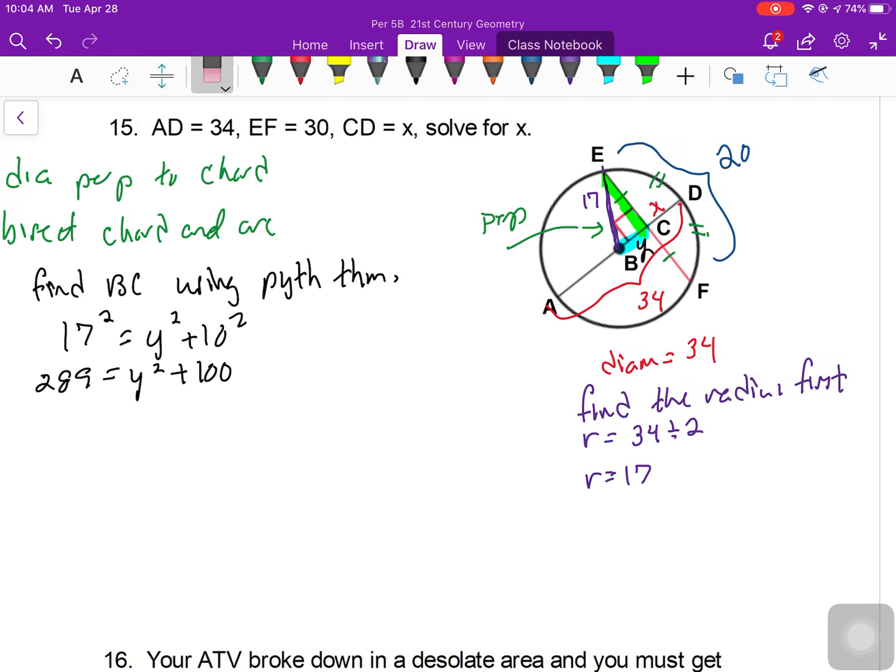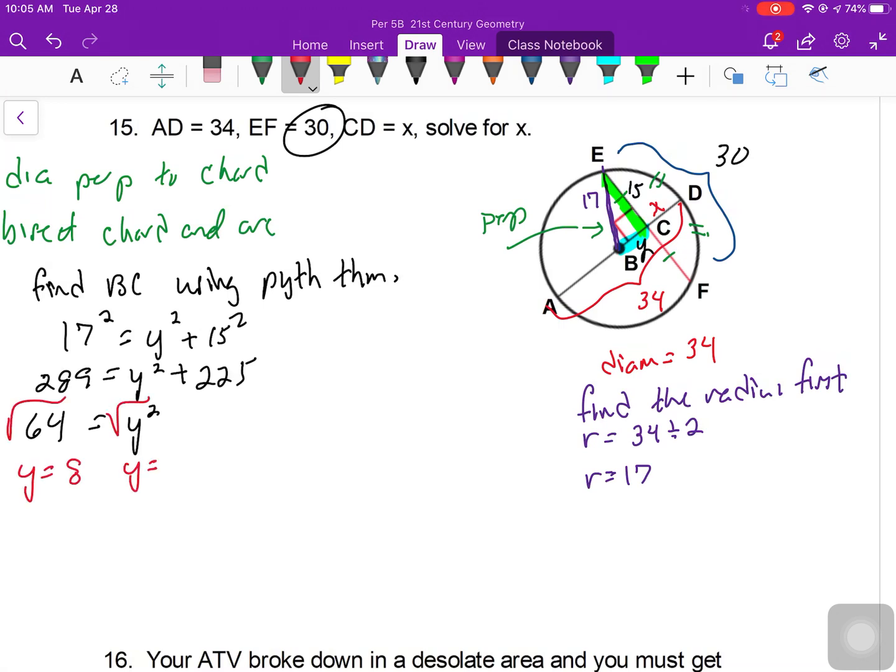Oh, I'm sorry. C to E is not 10, rather. C to E is going to have to be 15 because the whole length there was actually 30. I apologize for that. So that's going to change this to a 15. So this was 15 squared, so that's 225. Subtracting, we get a much nicer number. We get 64. When we take the square root, we get y equals 8.